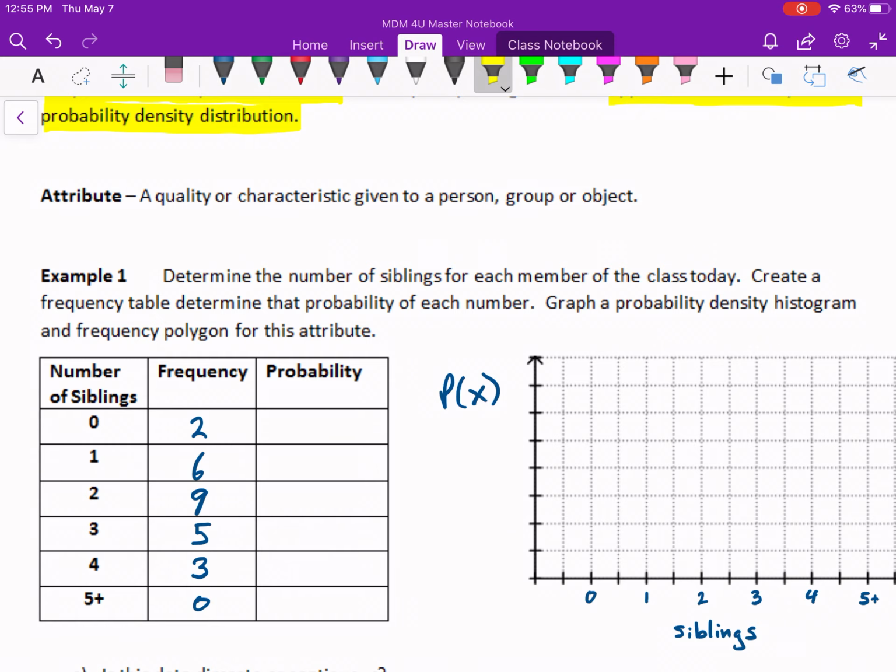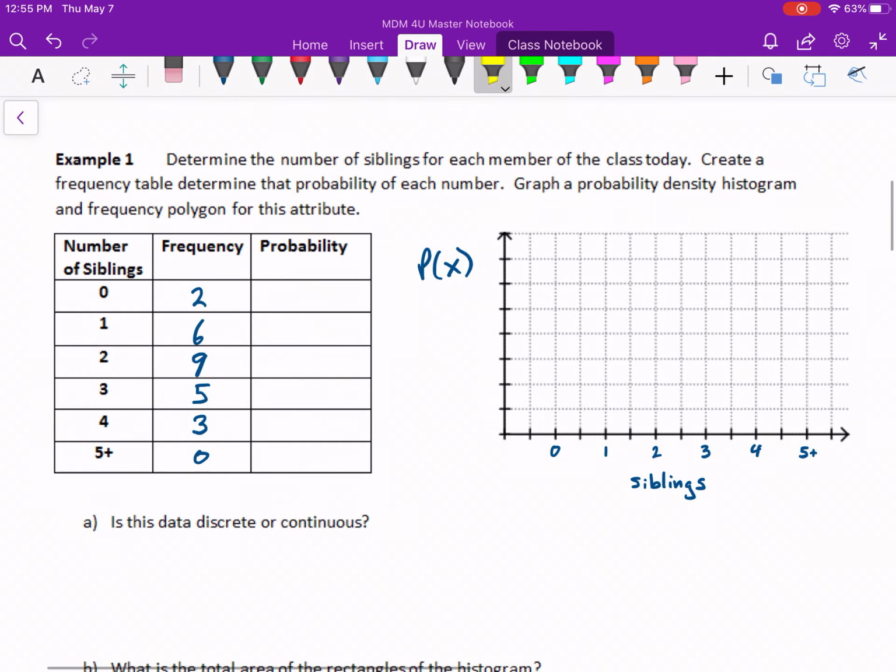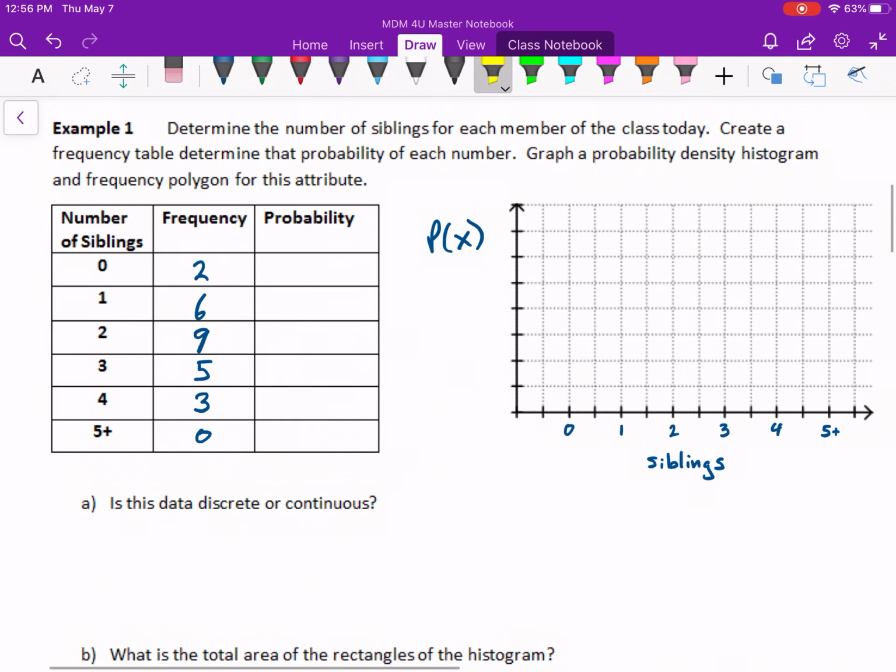All right, I've got 3 examples, so let's just jump right into the first one. Determine the number of siblings for each member of the class today. Create a frequency table. Determine the probability of each number. Graph the probability density histogram and frequency polygon for this attribute. Since I don't have an actual class in front of me, here is a class that I've had in the past.